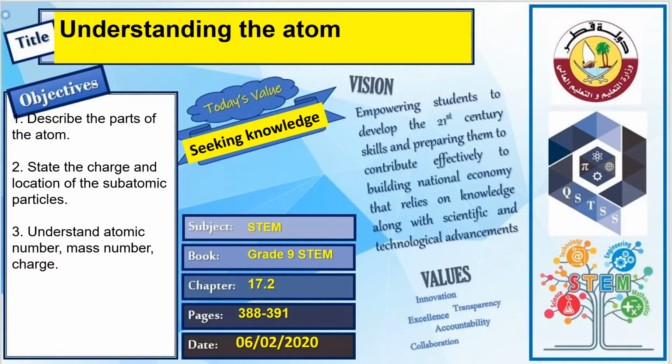Welcome back to another video tutorial on chapter 17, Understanding the Atom for grade 9s. In this very short video we're going to be looking at the various parts of an atom and describing the charge and location of these subatomic particles that make up an atom, and understanding how to use the periodic table to determine the number of protons, electrons and neutrons an atom has.